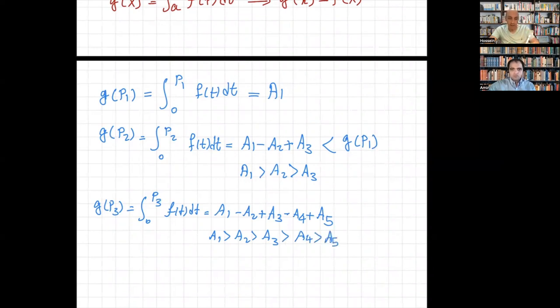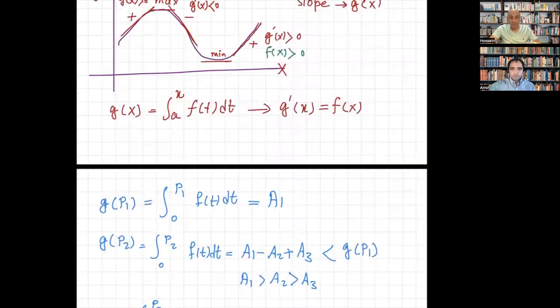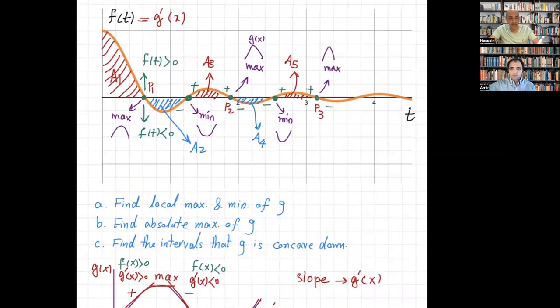Then I can say this is less than G at P1, definitely. So as we see here, when we move down the t-axis, the area under the curve is getting smaller and smaller, and the value of G at these local maxima is getting smaller and smaller. So the maximum value happens at P1, and then the value of G at P2 is smaller, and the value at P3 is smaller than P2 and P1.